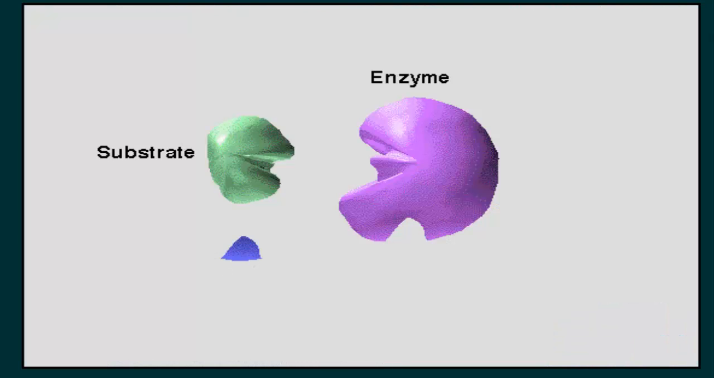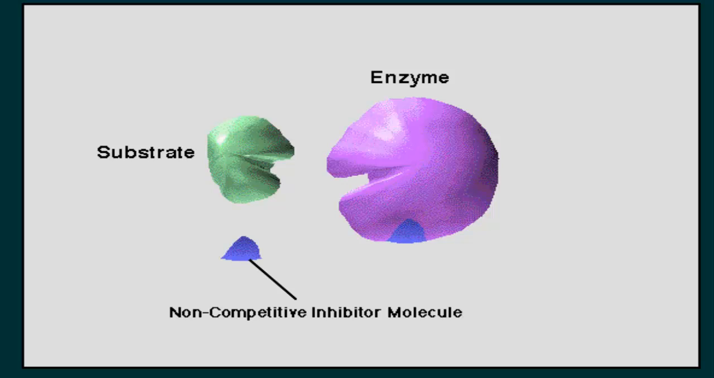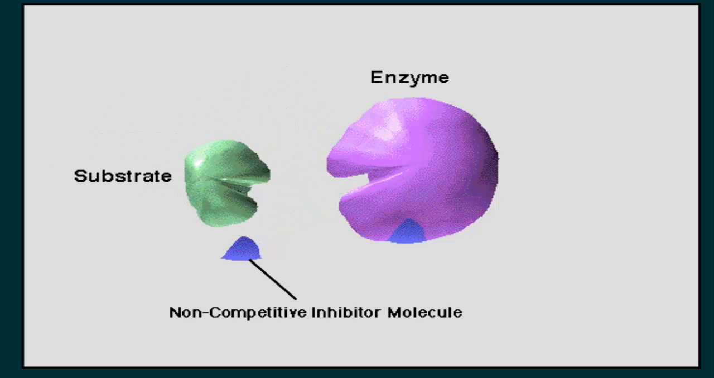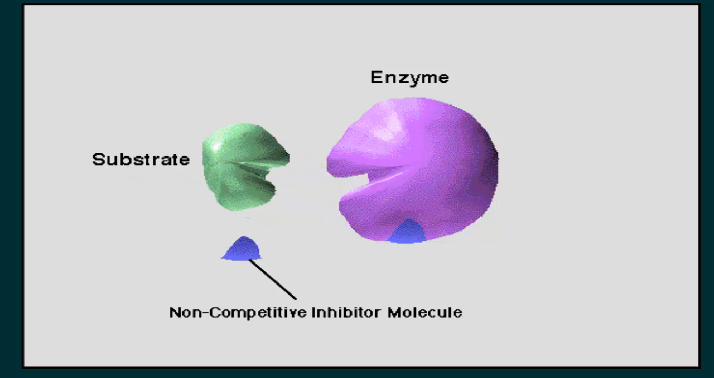The activity of some enzymes can be inhibited by certain inhibitor molecules. A non-competitive inhibitor molecule blocks enzyme activity by binding to an area of the enzyme separate from the active site. Upon doing so, the enzyme changes shape, therefore distorting the shape of the active site and preventing the binding of the substrate molecule.